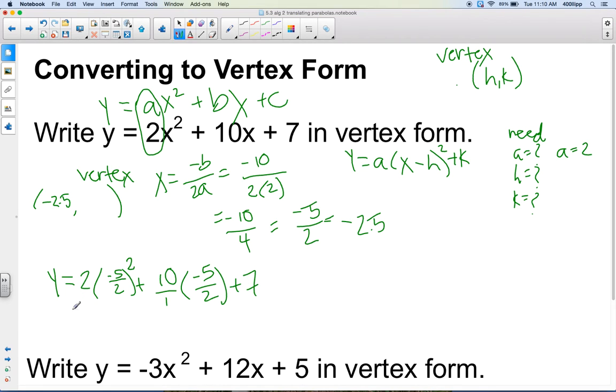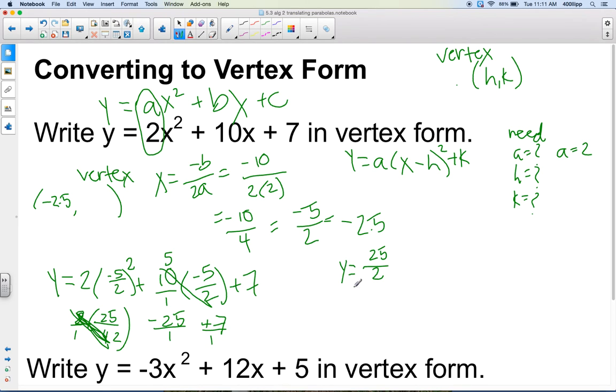Simplifying this here, I get 2 times negative 5 squared is 25, and 2 squared is 4. We can write that as a fraction also. That's 2 there. And then we have 10 over 2, that will cancel to be a 5. And 5 times negative 5 is a negative 25 plus 7. Okay, simplifying this here, this will become a 2. So let's rewrite this here. I get y equals 25 over 2. The 2 and the 4 canceled here, and that became a 2.